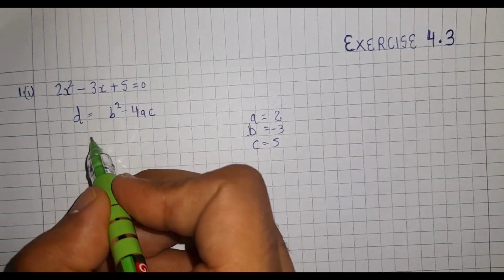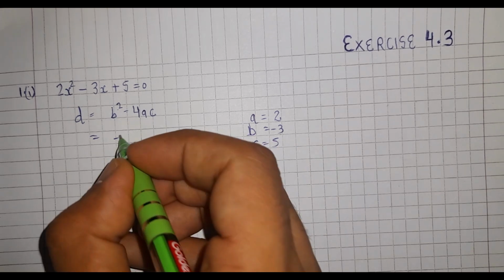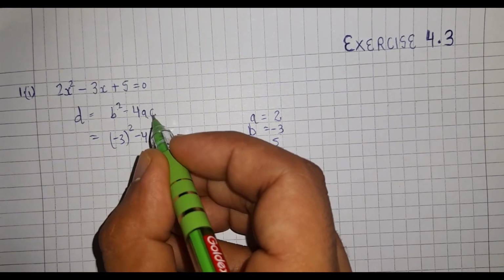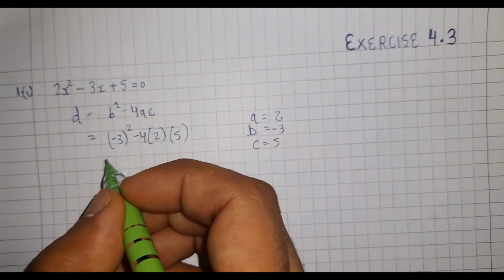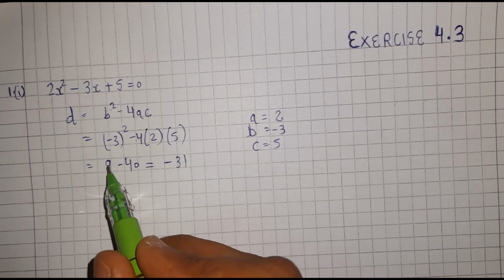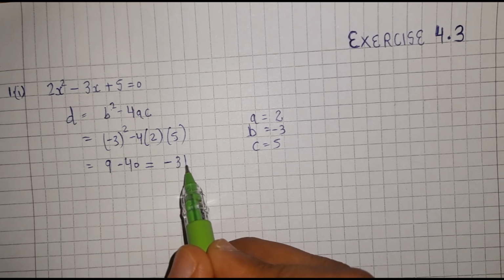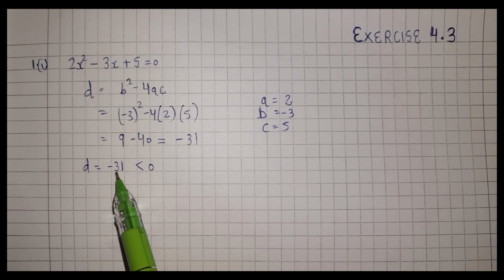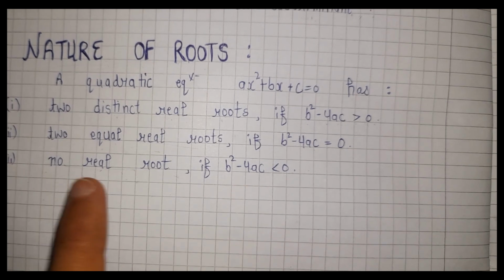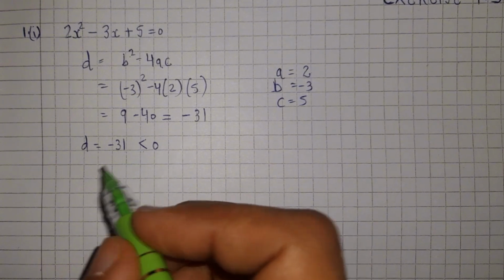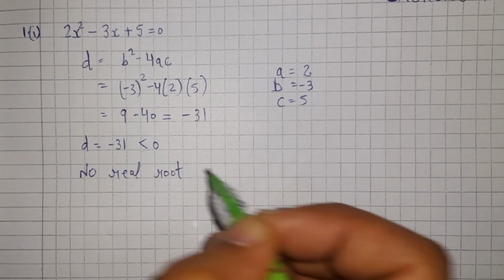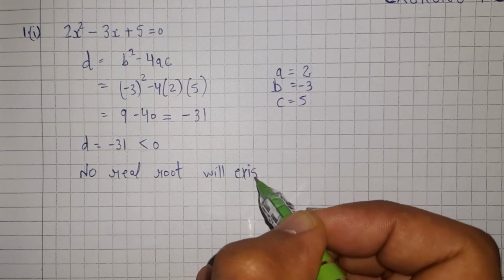So the discriminant will become b², that is (-3)², minus 4 times a = 2 times c = 5. So (-3)² = 9, minus 4 × 2 × 5 = 40. Now 9 - 40 = -31. Here D = -31, that is negative. If the discriminant is negative, then no real root will exist. So the nature of this quadratic equation is that no real root will exist.